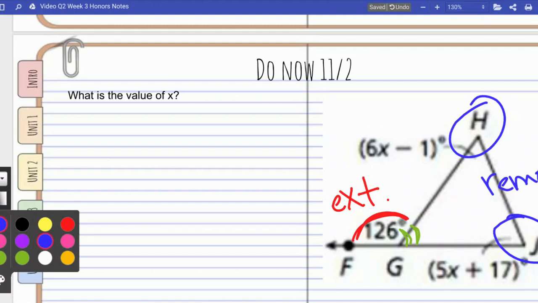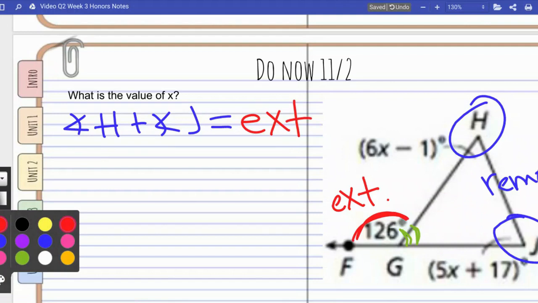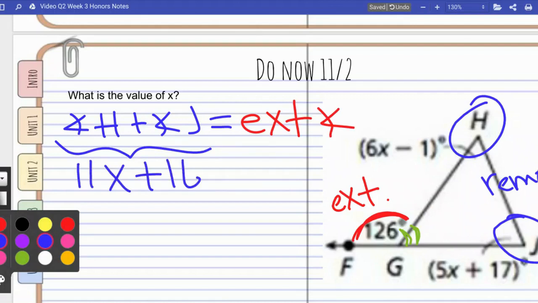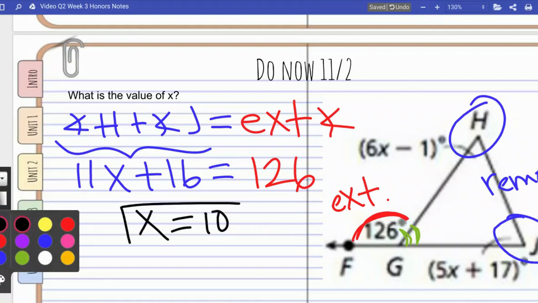We have this formula called the remote exterior angle formula that says that angle H plus angle J has to equal the exterior angle. So when I combine together angle H and angle J, I get 11x plus 16. And that's going to equal the exterior angle, which is 126. Do all your math, you get x equals 10. When I plug it back in, I get 59 degrees for angle H, and I get 67 degrees for angle J. And when you add those together, you get 126.